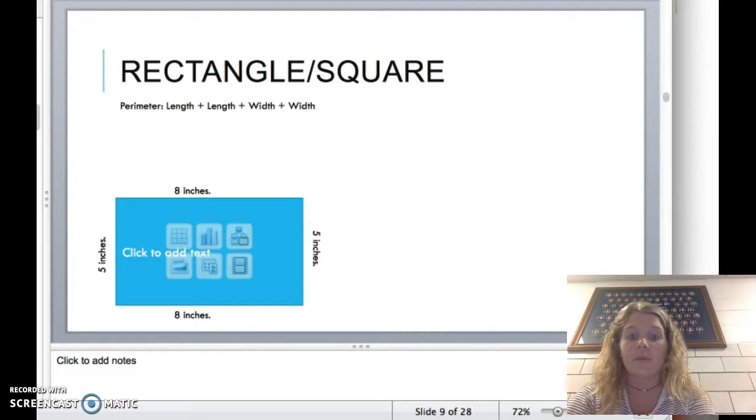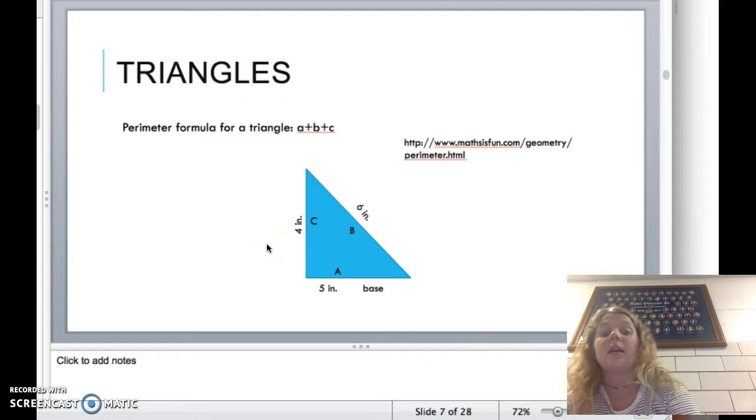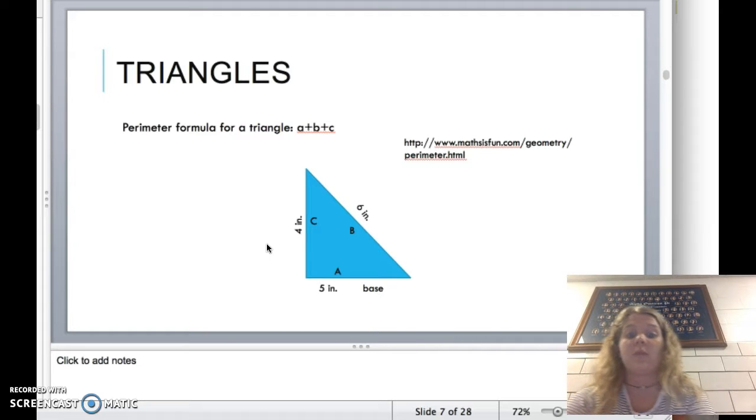I would explain that the perimeter of a rectangle or square is length plus width plus length plus width. So it would be 8 plus 8 plus 5 plus 5, and that would equal 26. I would also explain that the perimeter of a triangle is A plus B plus C. So it would be 4 plus 6, which is 10, plus 5, which is 15.